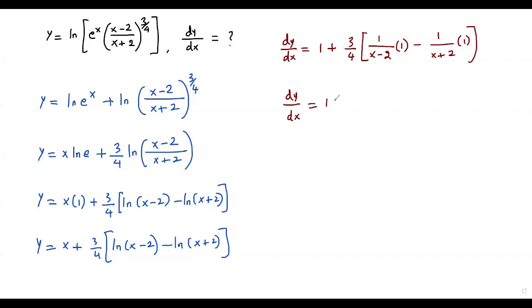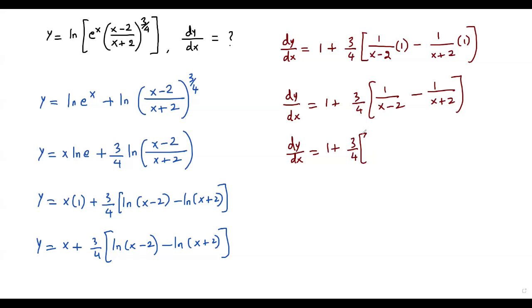dy over dx equals to 1 positive 3/4 times 1 times 1 is just 1 over x negative 2 negative 1 times 1 is 1 over x positive 2. Okay, so we get dy over dx equals to 1 positive 3/4 times. Here we have to subtract these two fractions. These two fractions do not have the same denominator, and also the denominators contain variable. So whenever I want to add or subtract two fractions where we have variable in denominator, it's a bit difficult to find the least common multiple.